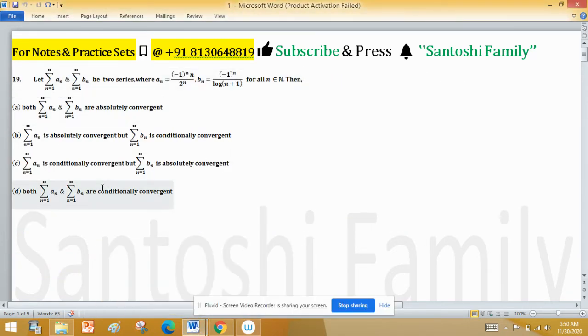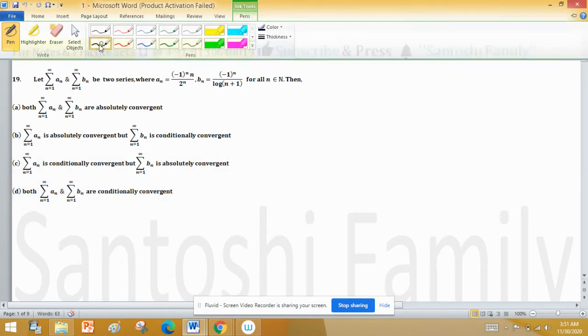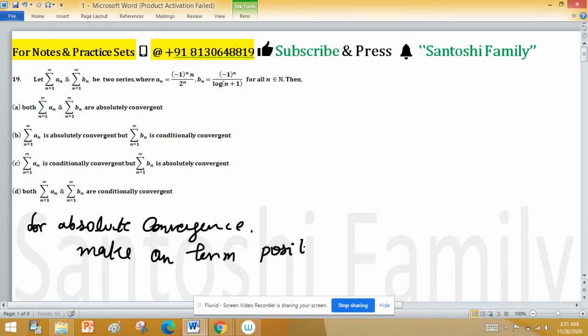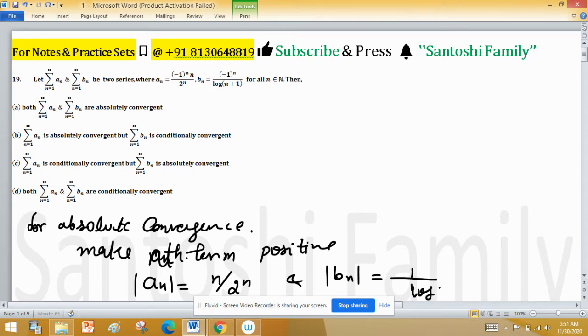So here two series are given to us, and their nth terms also, and we are asked about absolute convergence and conditional convergence of these two series. First, I am going to check for absolute convergence. For absolute convergence, we have to make the nth term positive, so mod of an equals n upon 2^n, and mod of bn is 1 upon log n plus 1.